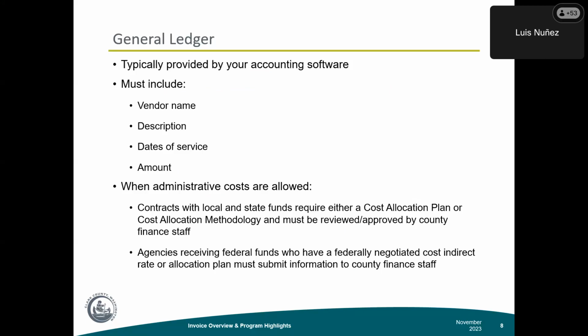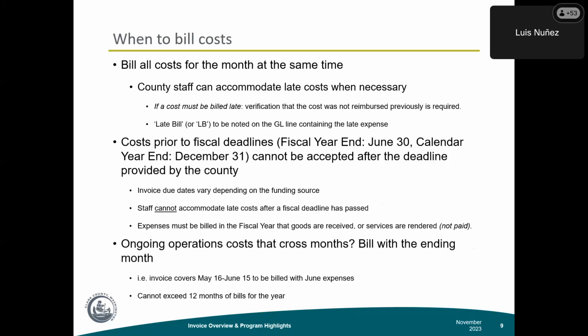And then just to note, the description in the general ledger for each cost should clearly identify the task of that expense. Some agencies put the month of the cost in the description, so just make sure that that month correlates to the correct billed month for that cost. Next slide.